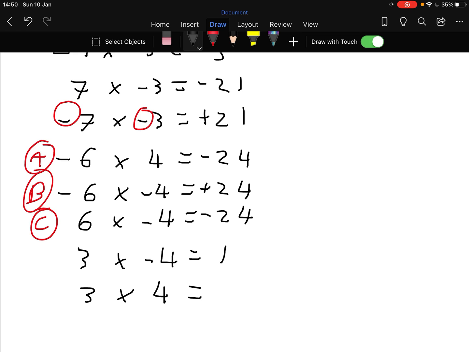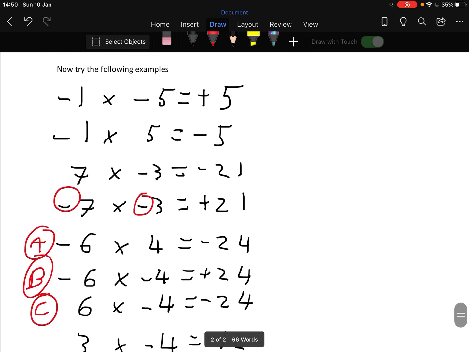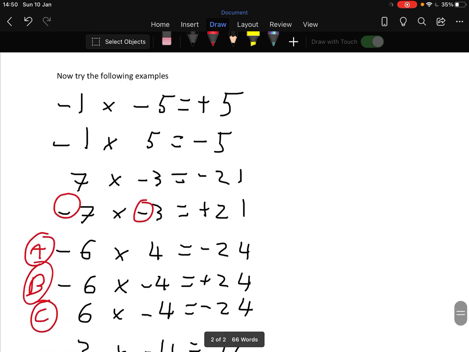3 times 4 is 12. Are they the same sign? They're not. They're different. So it's minus 12. And 3 times 4 is 12. Are they the same sign? They are. They're both plus. So that's plus 12. And there you go. Okay, so that's it. That's all there is to it.